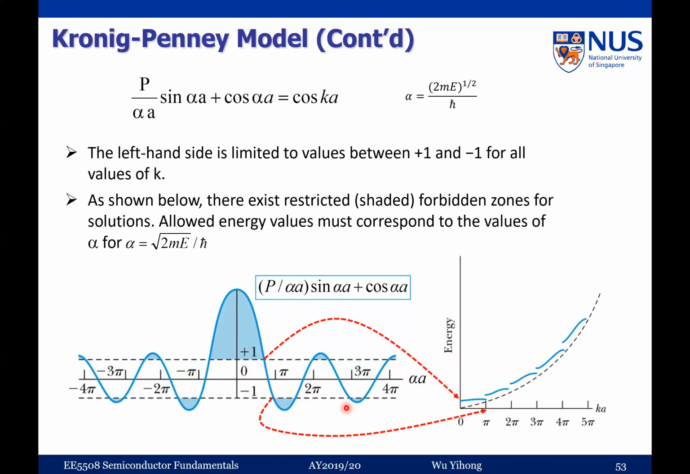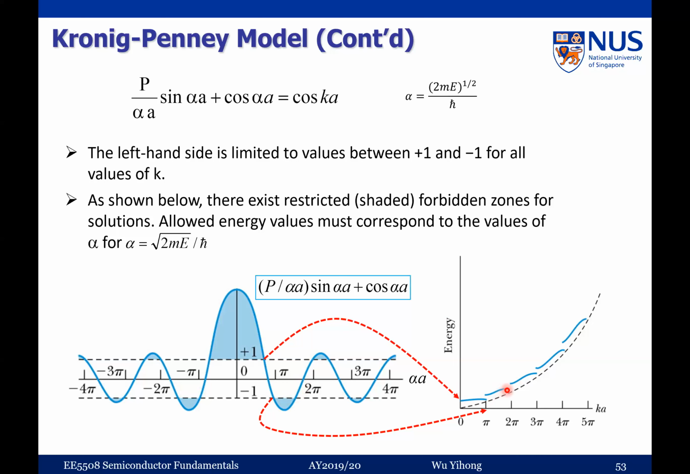So this means that when you reach here, you can see that your Ka is still pi. Ka is not changing, it's still pi. So this means there's a gap. So once you come here, Ka can change again. So this means that Ka will change and the energy will increase.